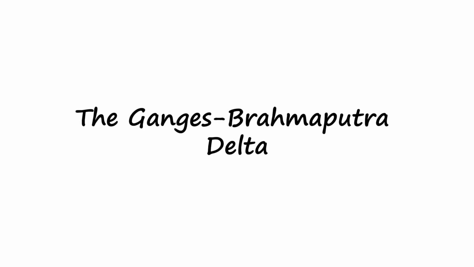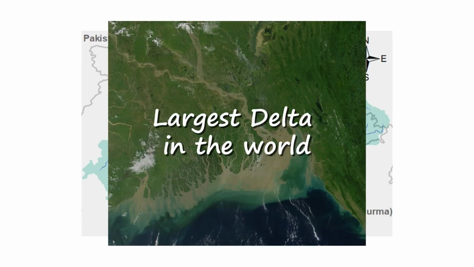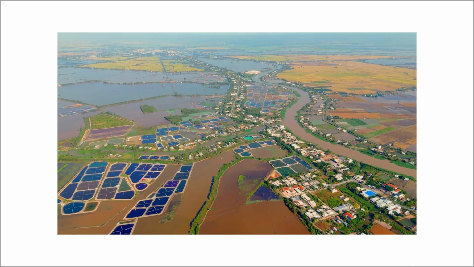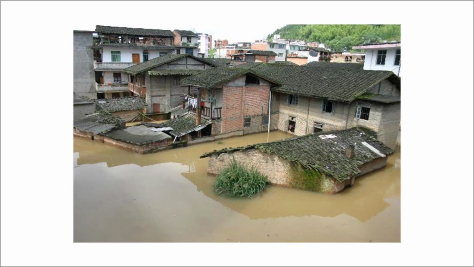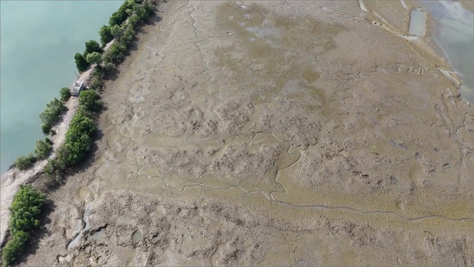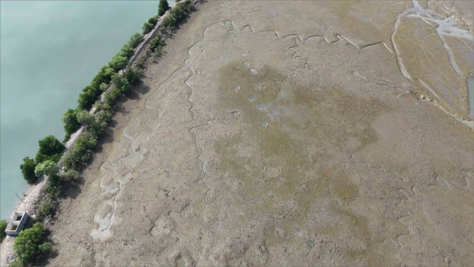The Ganges-Brahmaputra Delta in Bangladesh and India is the largest in the world and home to tens of millions of people. Deltas are fertile and flat, which makes them attractive for farming and settlement, but they are also among the most flood-prone places on Earth. Many major deltas are currently sinking because river management upstream has reduced the flow of new sediment.